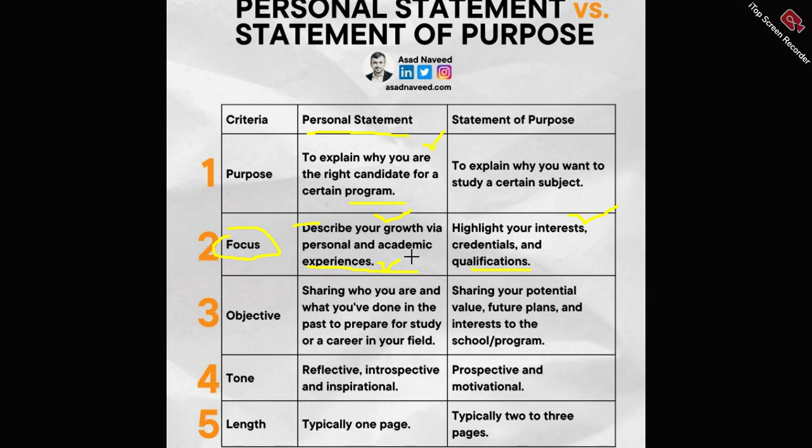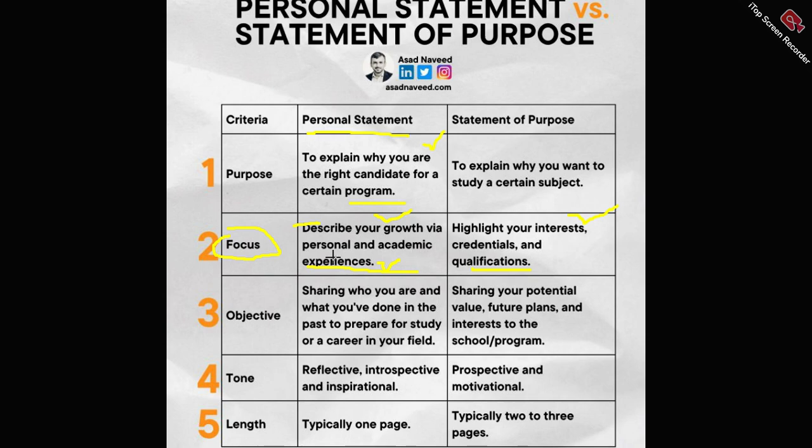And in a statement of purpose, you have to highlight your interests, credentials, and qualifications. Like in the second paragraph of a statement of purpose, you have to differentiate your qualifications, then your interests and credentials. Just wait for a minute. I'll be showing you a good statement of purpose, the one I used for my own application. Based on that statement of purpose, I got admitted to a university, and now I'm doing a PhD at a renowned institution. I'll be sharing all the things with you guys.